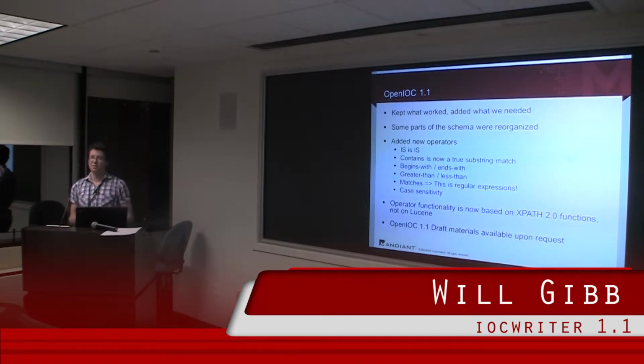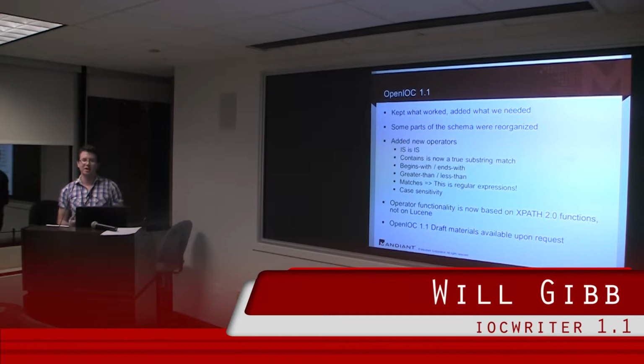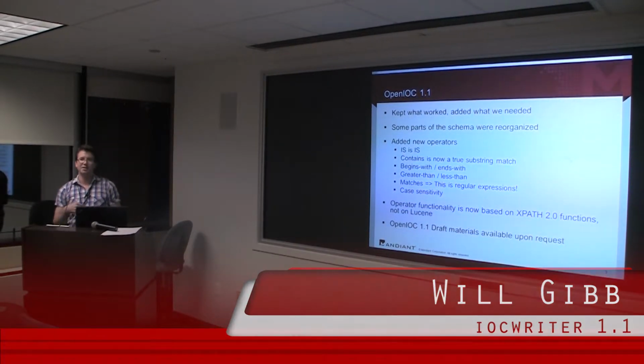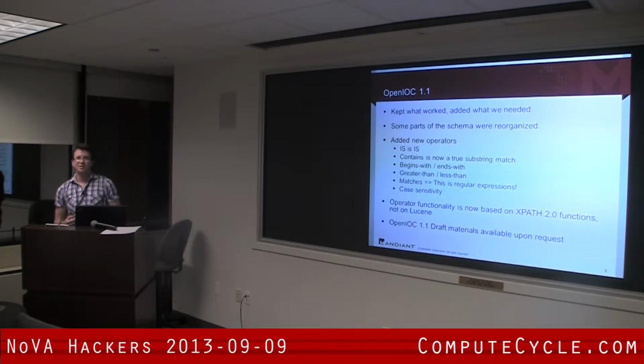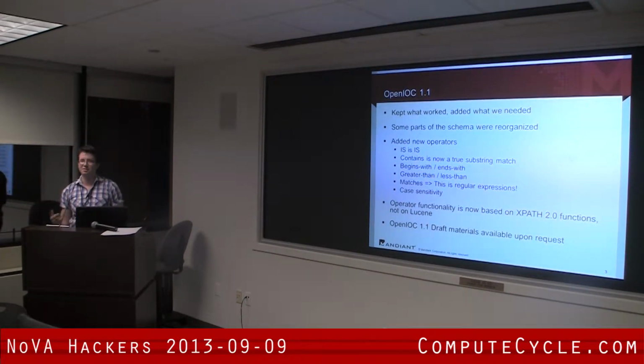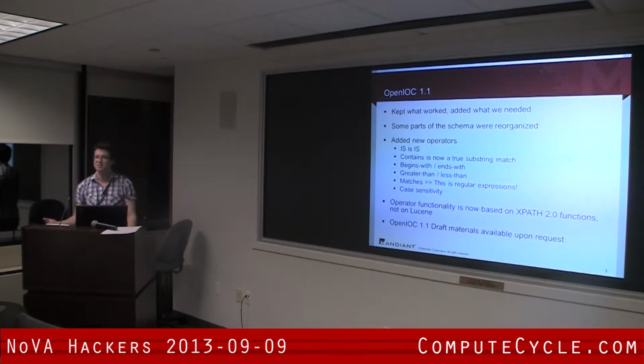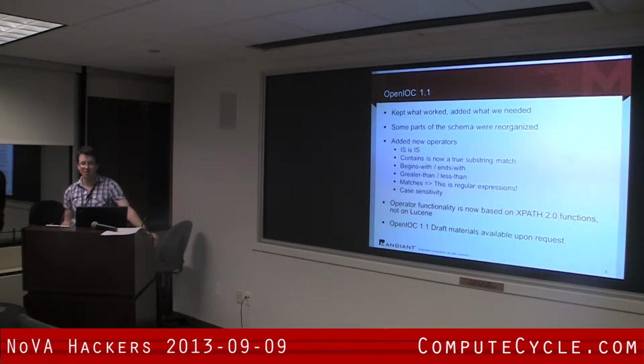So we did a little bit of reorganization of the schema. We added in that parameter section that Doug mentioned. That let us do some metadata tagging within the individual indicator items themselves. We added in all sorts of new operators for doing matching. So again, people that used Lucene, you're probably familiar with the evils of that. Now, contains is now a proper substring match.